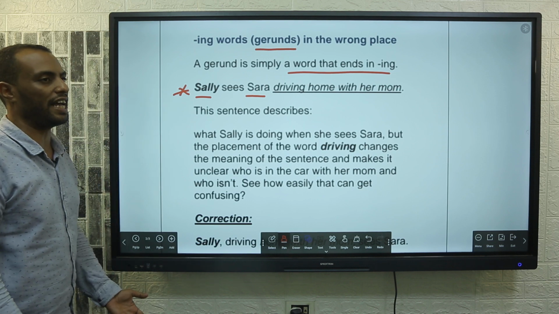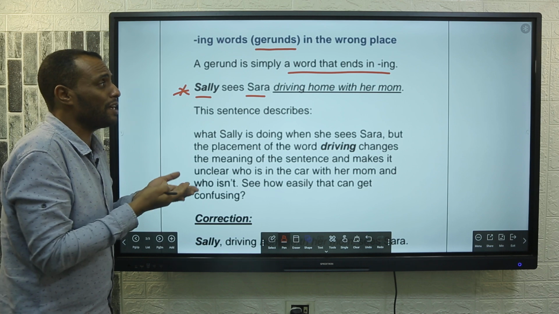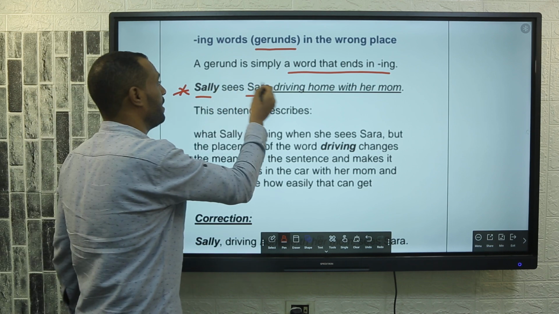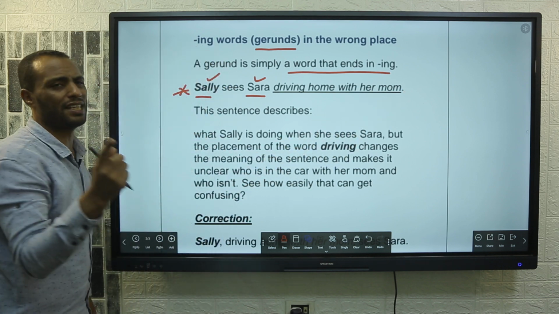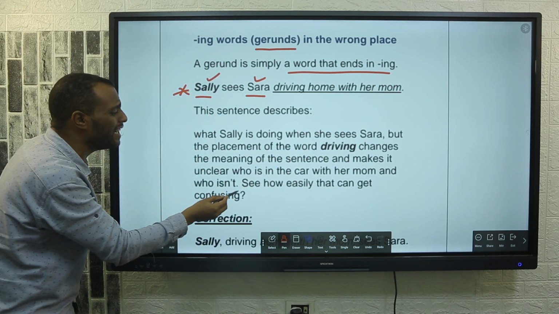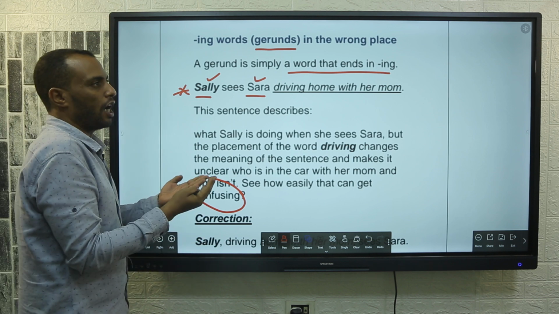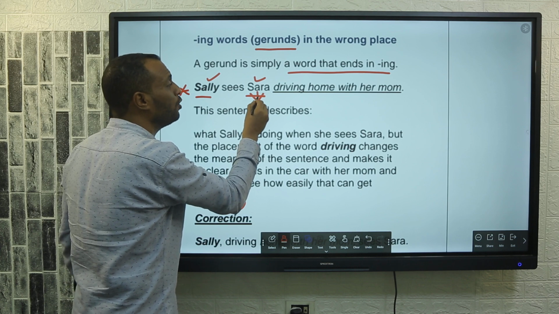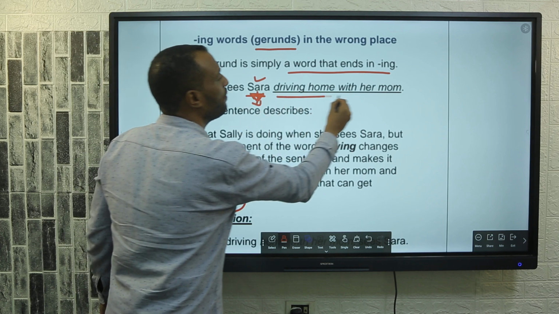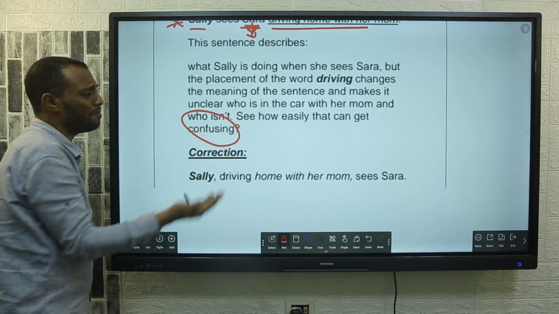Mister, I can't understand. I got totally confused now. Why? Because I'm asking myself, which one, Sally or Sarah, is driving home with her mom? Yes, you're correct. You're going to feel 100% confused. Why? Because according to the rule, this means that Sarah, the thing modified, is driving home with her mom. But this one is not correct. Yes, it doesn't make sense.